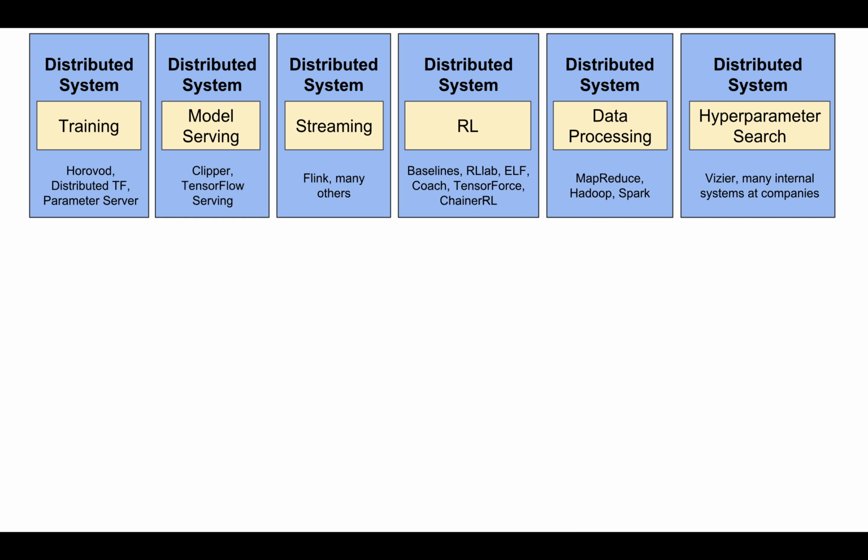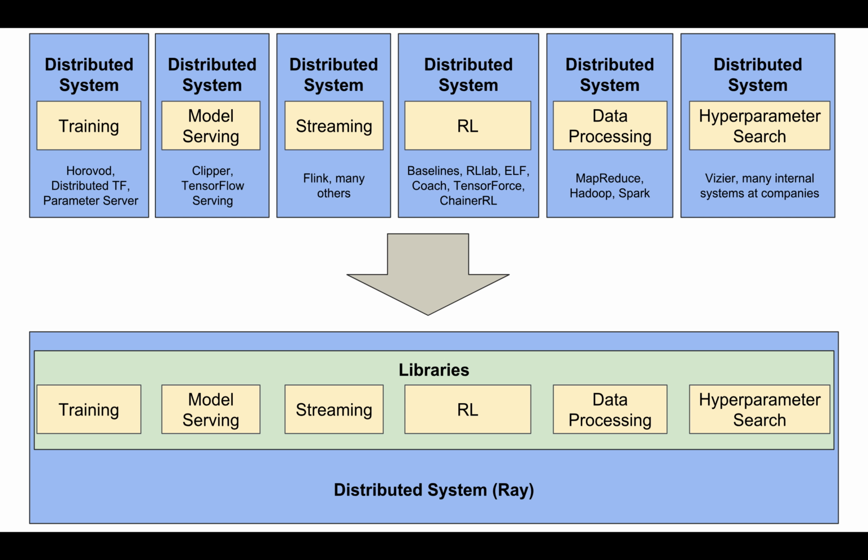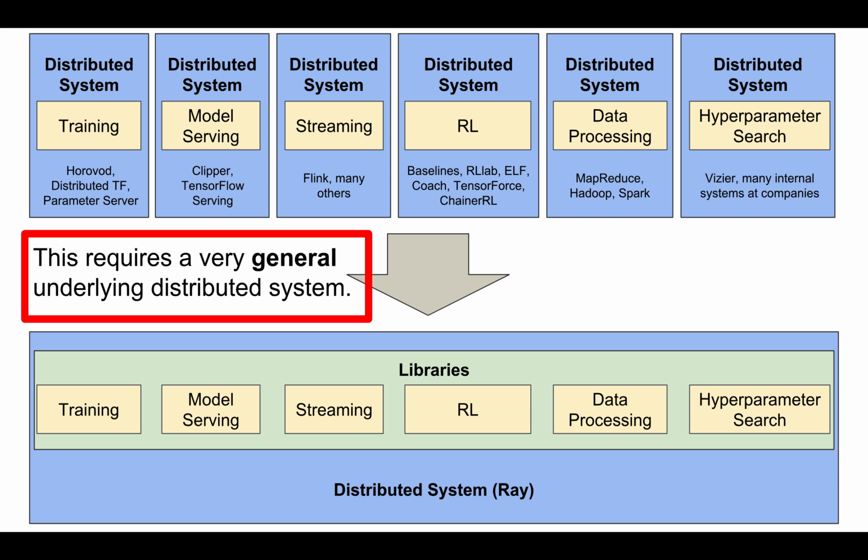So again, we're trying to move from this picture where you have special purpose distributed systems to this picture where you have a general purpose distributed system that can support all the other components as libraries or applications on top. And of course, if you want to do that, you're going to need a very general purpose underlying system.